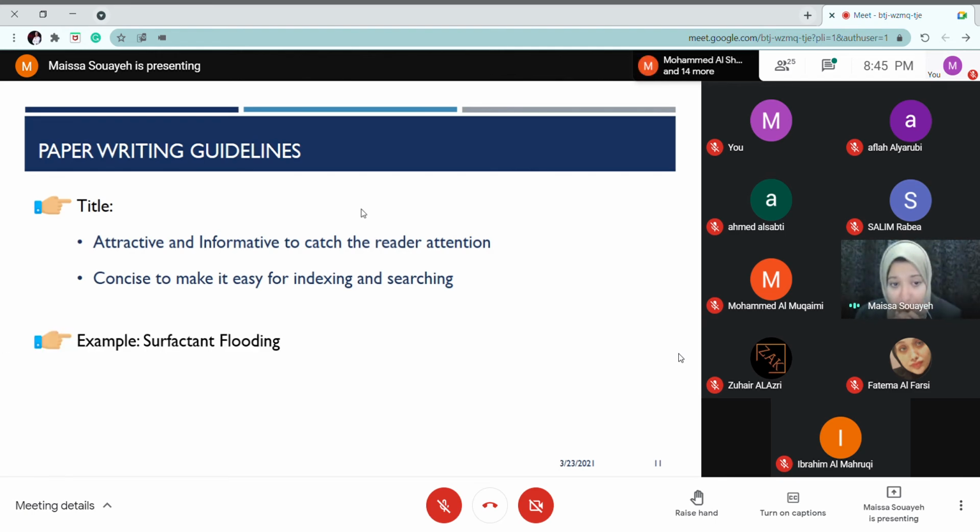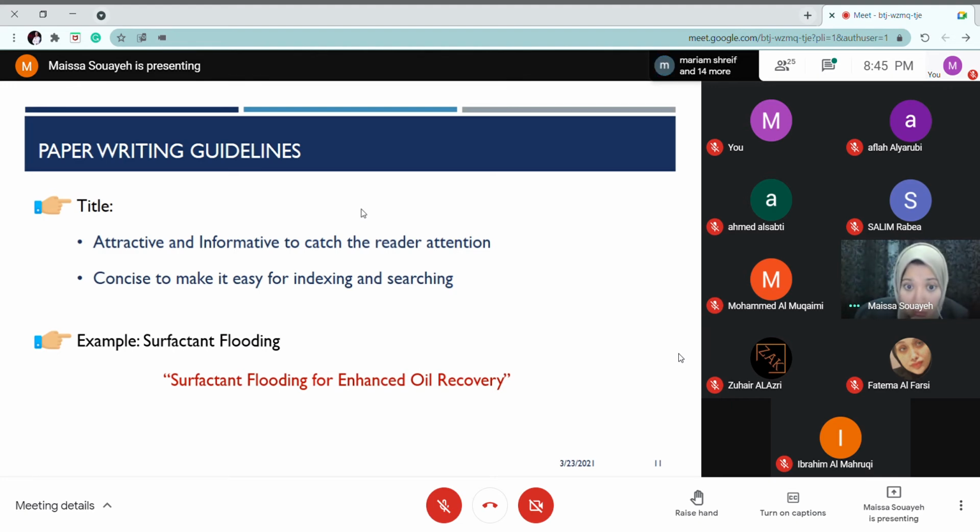Let's have an example. Everything makes sense with an actual example. If I have a general topic, surfactant flooding, and I want a title for my technical paper that is mainly about surfactant flooding, I can go like "Surfactant Flooding for Enhanced Oil Recovery." This is good. It looks like a nice title.